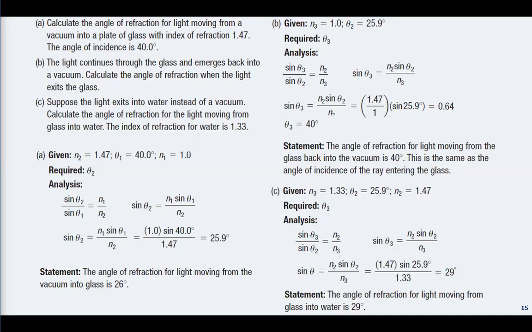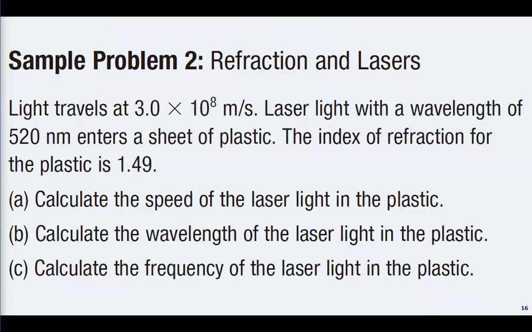Okay, in question C, we know n3 is 1.33, theta 2 equals 25.9 degrees, and n2 is 1.47. Again, we can use Snell's law. We have sine theta 3 equals n2 sine theta 2 over n3. So that'll give us theta 3 is approximately 29 degrees. So the angle of refraction for light moving from glass into water is approximately 29 degrees. Any questions? No? Okay, then let's have a look at another problem.